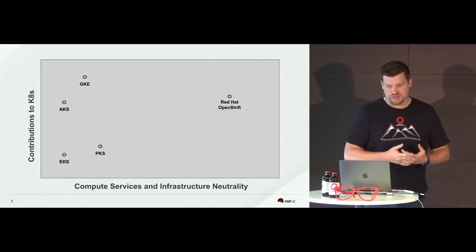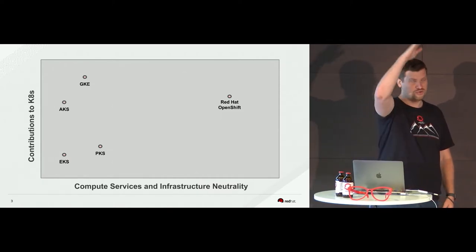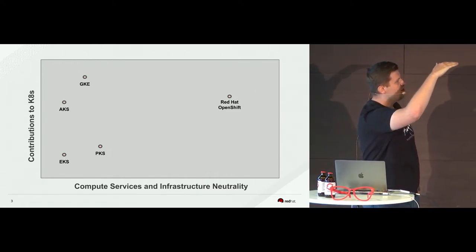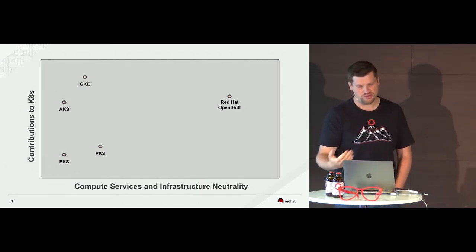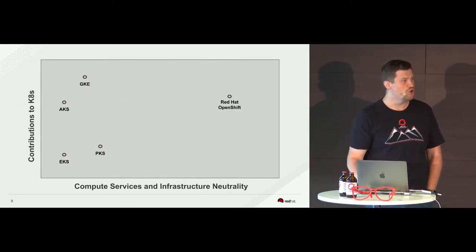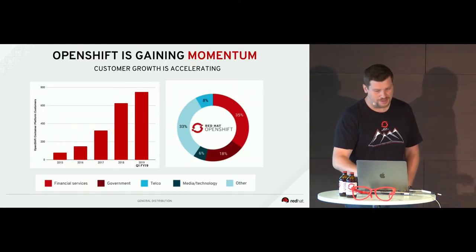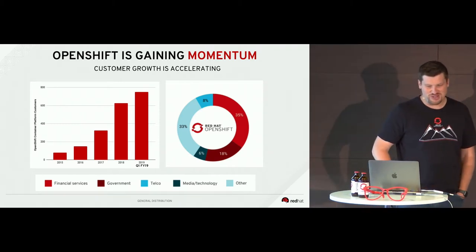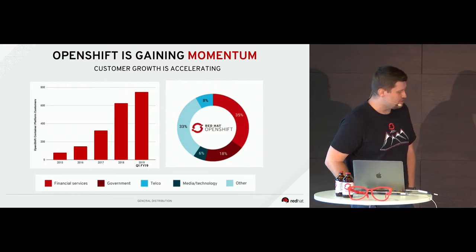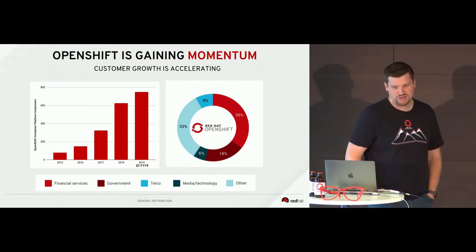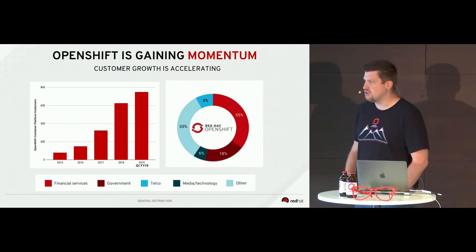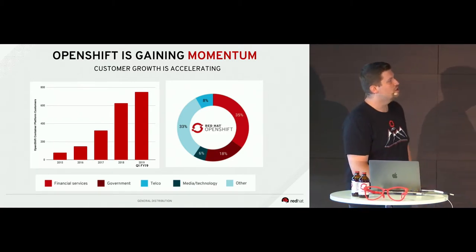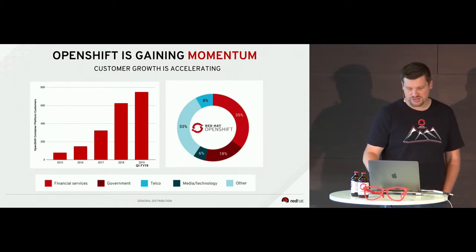So, as you can see, on the horizontal, it's the number of contributions. So we are one of the highest contributors, and we are pretty much the most independent. So you can run OpenShift wherever you want, and we don't lock you into one specific infrastructure or tooling. And this is just to complement Diane's presentation from the more businessy side. So you can see, as the number of customers is growing, the split between the different industries on the right side. So just a peek into that, how OpenShift is faring in these areas.